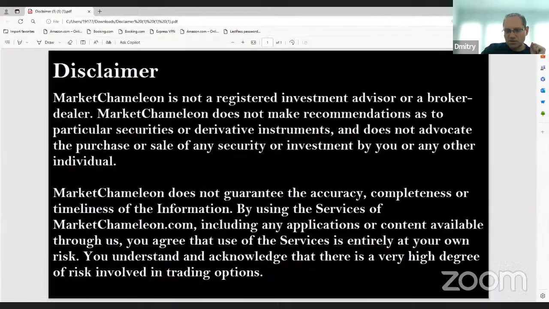Conversations from single leg trades from days before. All right, you can take over the screen, D. Yep. Share screen.